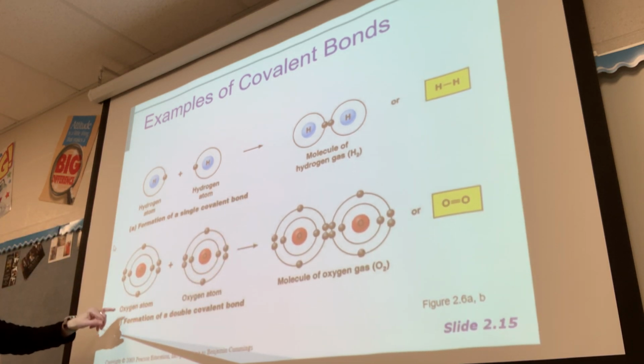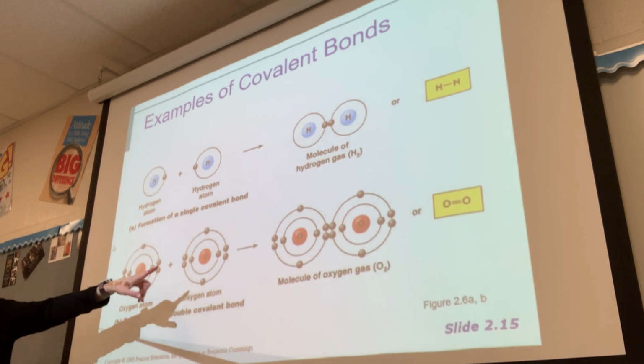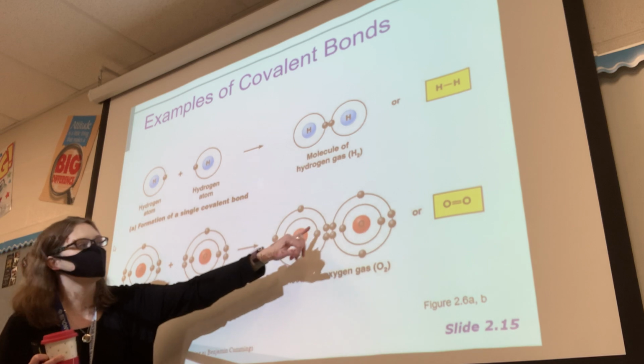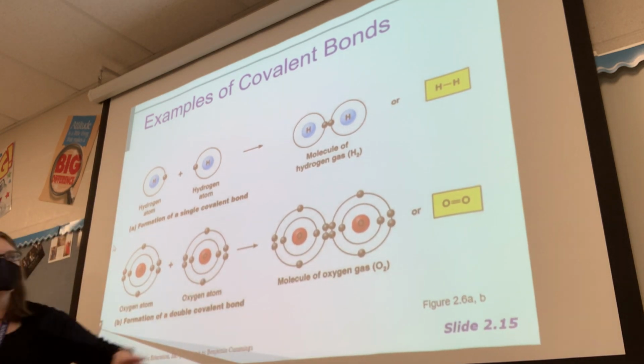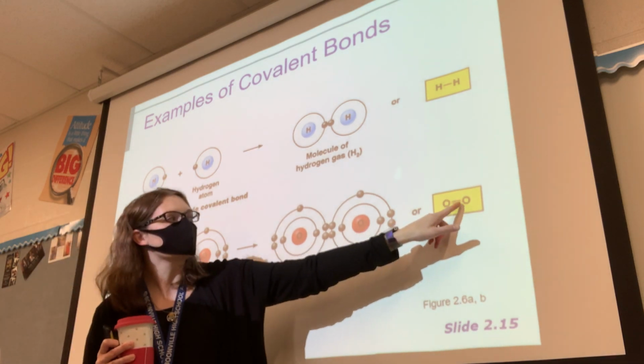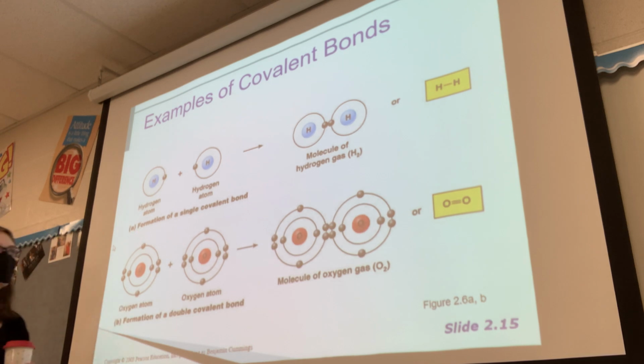Here's some oxygen. They have space for 2 more electrons to fill it up, so they can share, and then they can make, here's a double bond here, 1 bond, 2 bonds. And so they've made a double bond. Anytime you see two lines, that represents a double bond. Anytime you see one line, that represents a single covalent bond.